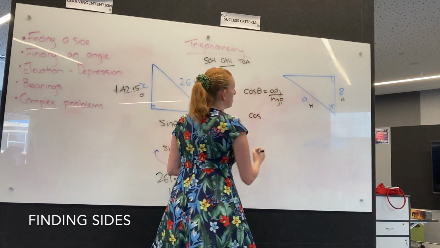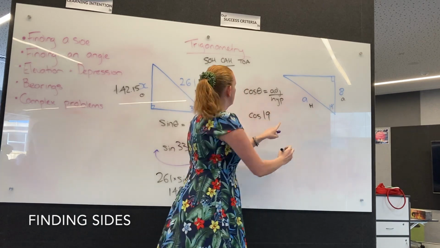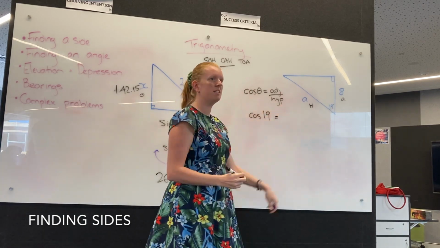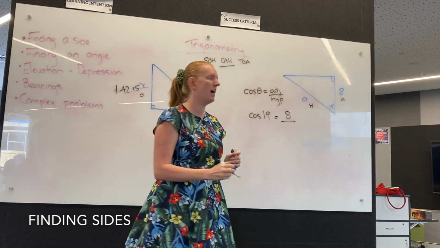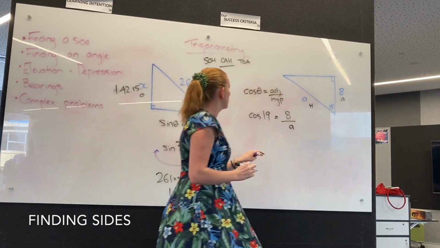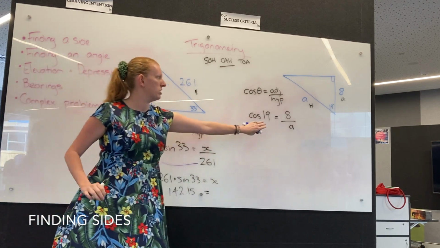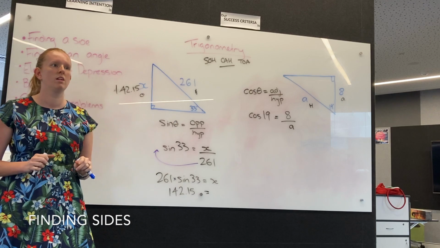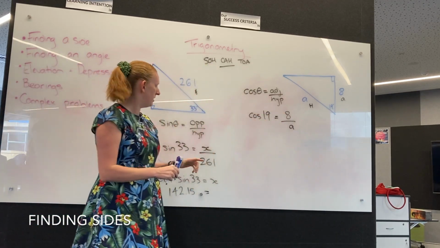Okay, so now I'm going to fill in my blanks. What am I going to put? 19, which is my angle, and my adjacent side is 8. My hypotenuse is A. I should have called it H, but anyway. Now, what do you notice that's different about this question and this question? Great, the numbers are in different spots. Here the numbers are on the top, here the numbers are on the bottom.